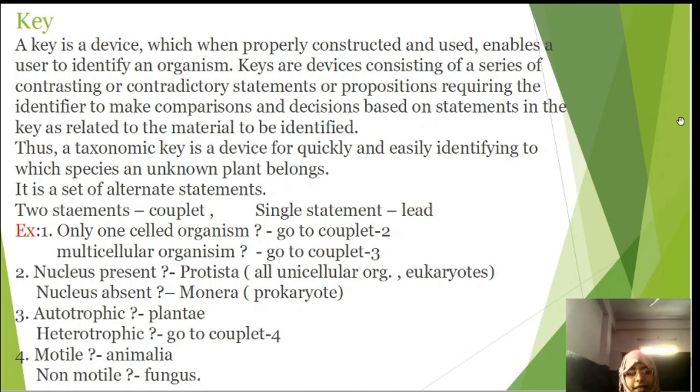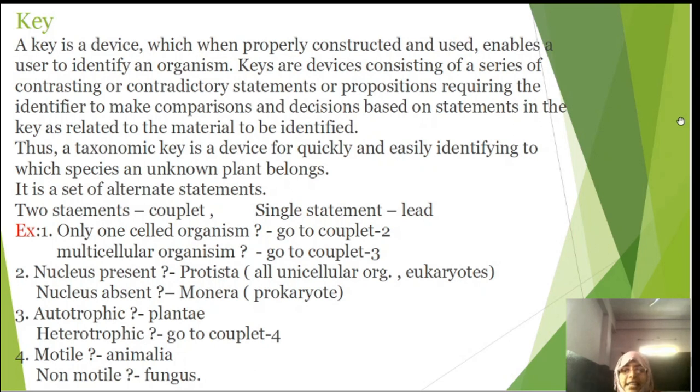If it is motile, it belongs to animal kingdom. And if it is non-motile, motile is moving from one place to another place. Non-motile is immovable, which cannot move from one place to another place. If the organism belongs to the non-motile category, then it belongs to the category of fungi. Then further, when you go to the next couplets, you can come closer to the identification of the organism.